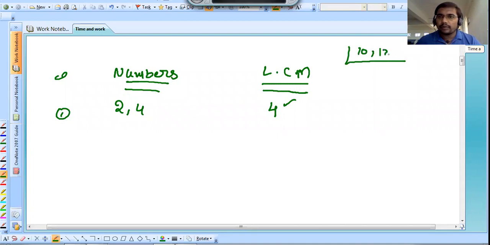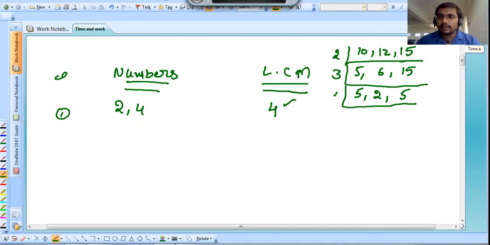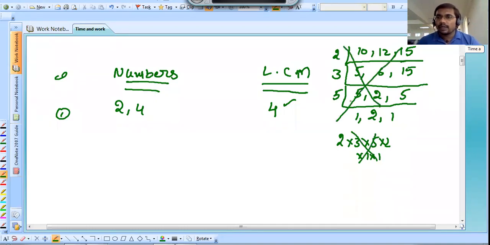If 10, 12, 15 is given, you don't have to write like this: 2 is cancelled, 5 times, 6 times. After that 15 is here, 3 is cancelled here, 5 times. 2 times, 5 times. After that 5 is again cancelled. So here LCM is 2 into 3 into 5 into 2 into 1 into 1. This method is not good while you are solving questions of time and work. You don't have to take the LCM like this.